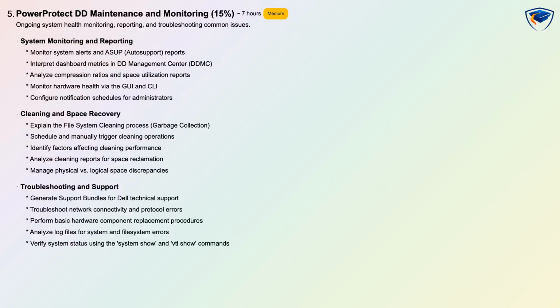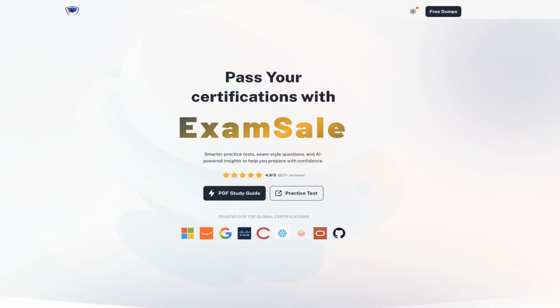The maintenance topics include file system cleaning and garbage collection, scheduling and triggering cleaning operations, analyzing space reclamation reports, troubleshooting network and protocol errors, generating support bundles, basic hardware replacement steps, and using commands like system show and VTL show to verify status. That wraps up the syllabus overview and study priorities for the Dell PowerEdge Professional exam.